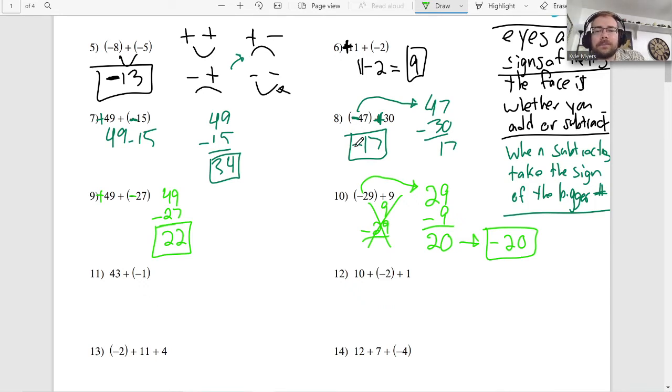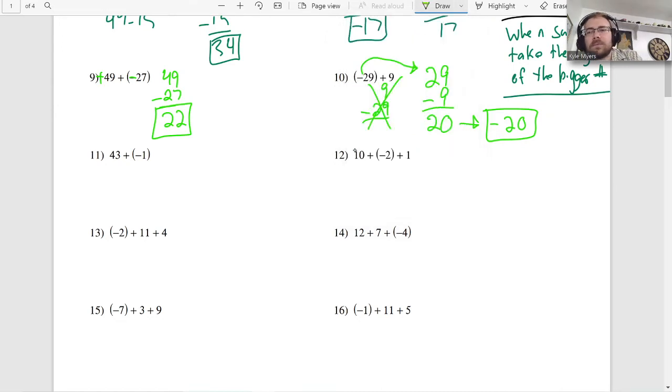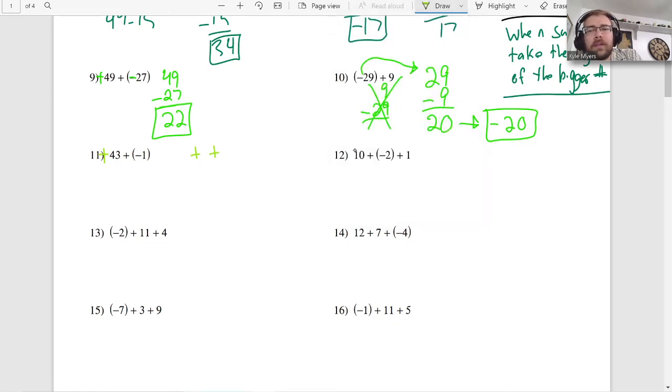There we go. Okay, let's change colors again, because why not? 43 plus negative 1. I'm going to be subtracting. All right, so plus. Let me go ahead and do the thing. So here we go. Happy face.